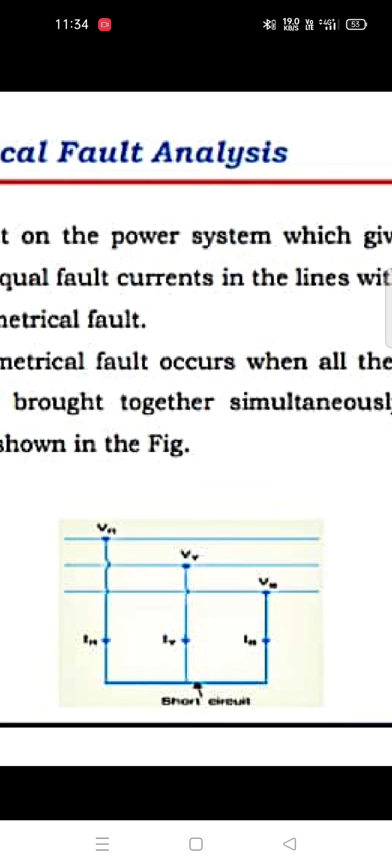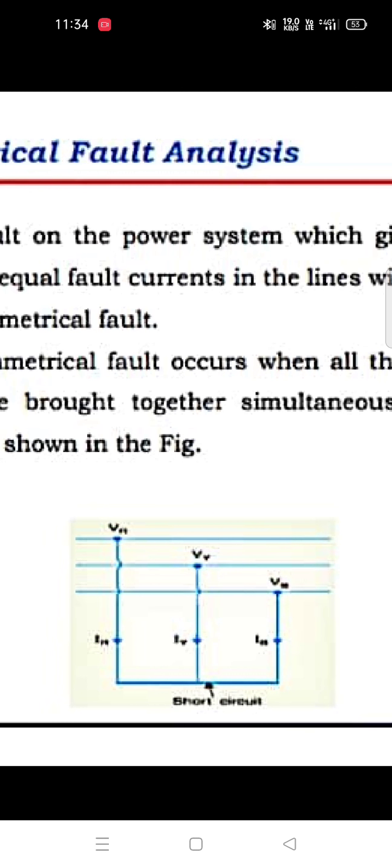The symmetrical fault occurs when all three conductors of a three-phase line are brought together simultaneously into a short circuit condition, as shown in the figure. Here you can say that all three phases are short circuited together.